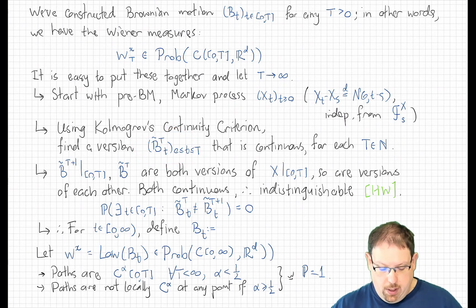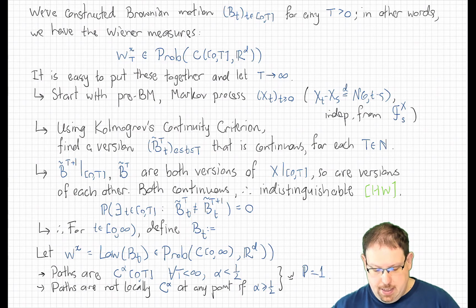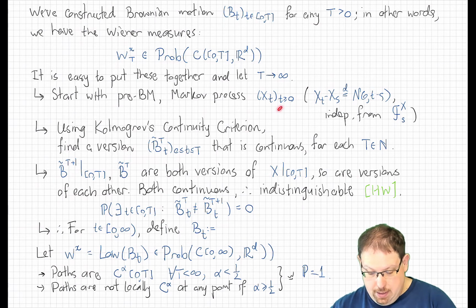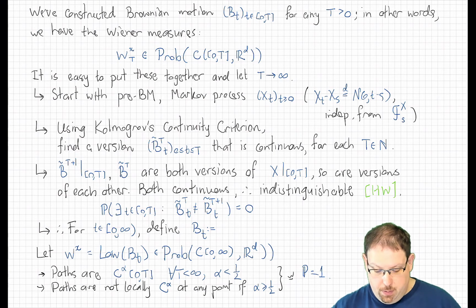And now we just make the following observation. Do this on the interval from 0 up to T, then do it separately on the interval from 0 up to T plus 1. And we have two processes. Continuous version B^T, continuous version B^(T+1). But if we restrict continuous version B^(T+1) to the interval from 0 up to T, that is a version of this pre-Brownian motion process on the interval from 0 up to T. And so is this one by construction. So here I have two different versions of the same Markov process on that interval from 0 up to T. And by construction, they're both continuous.